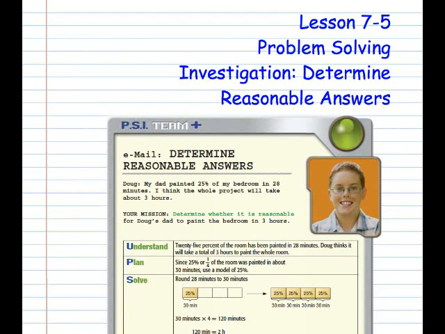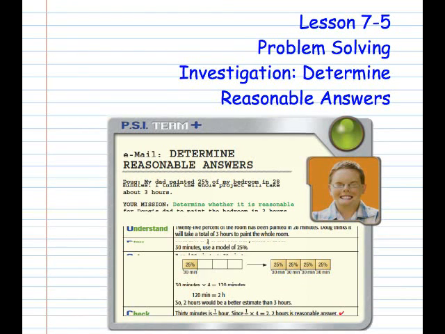This is lesson 7.5, problem-solving investigation. Determine reasonable answers. My dad painted 25% of my bedroom in 28 minutes. I think the whole project will take about 3 hours. Your mission is to determine whether it is reasonable for Doug's dad to paint the bedroom in 3 hours.